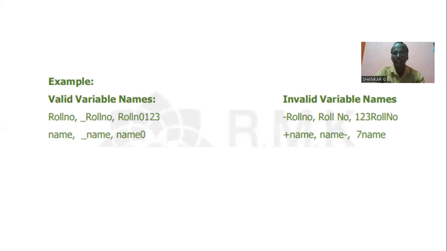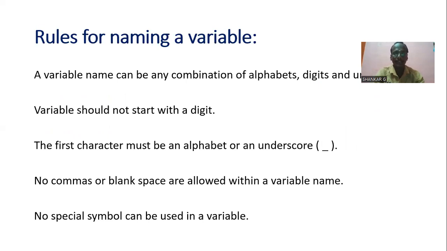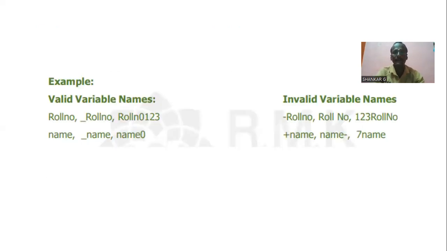You may have a doubt, because no commas or blank spaces are allowed for defining an identifier, but here every identifier is separated using commas. So why are we using commas? Here the comma represents that it's separating them. These are all different identifiers. Next one is name, a valid identifier. Next, underscore name is a valid identifier. Next one is name 0, which is also a valid identifier.